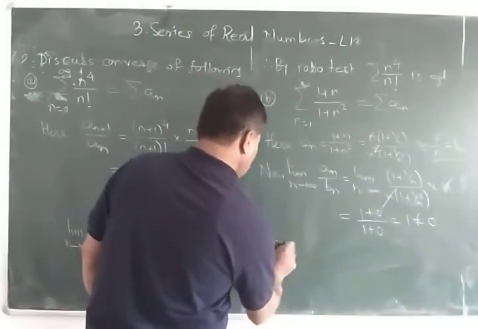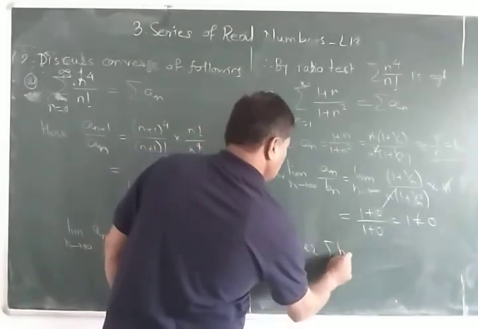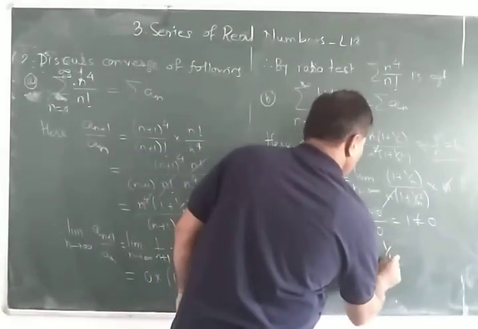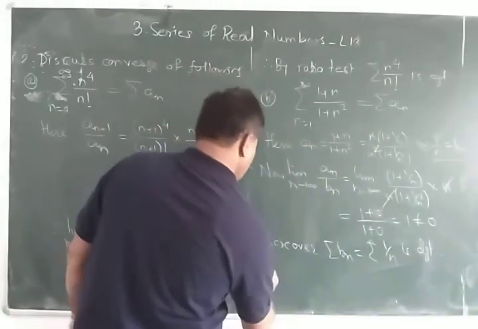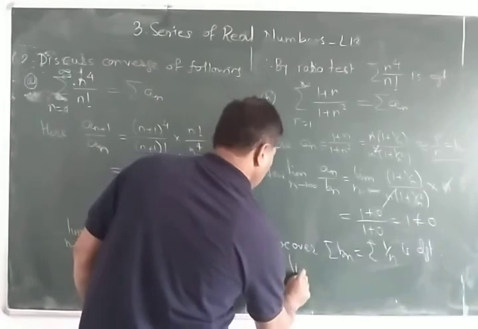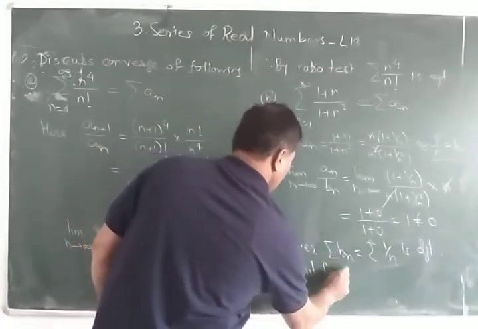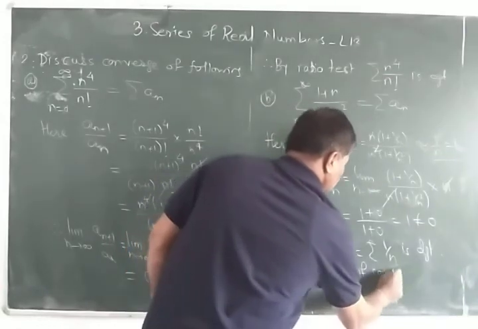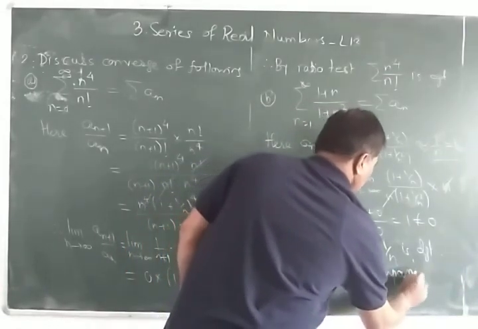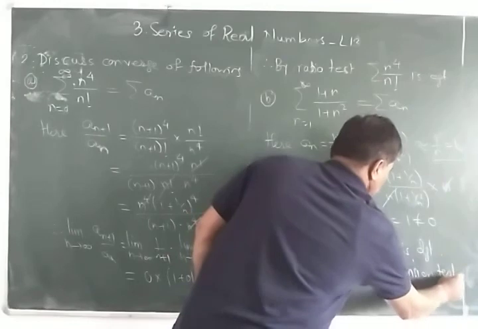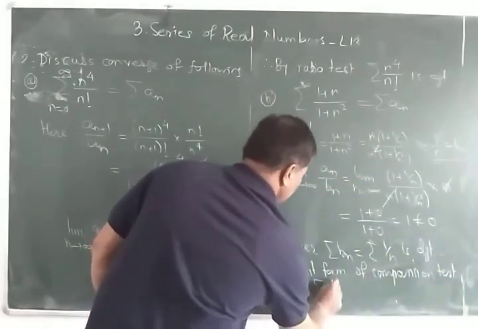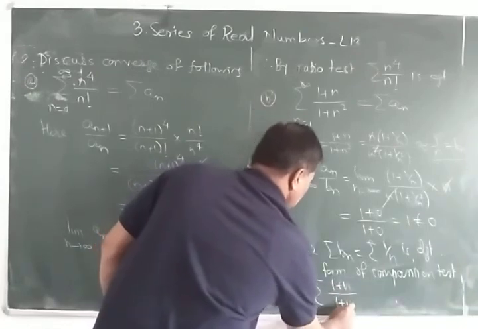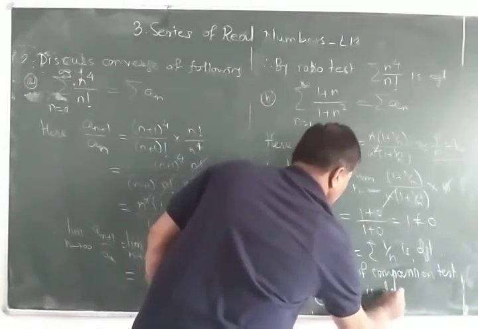Moreover, summation bn is equal to summation of 1 upon n, which is divergent. Therefore, by limit form of comparison test, summation an is equal to summation of 1 plus n upon 1 plus n square is divergent. This series is divergent.